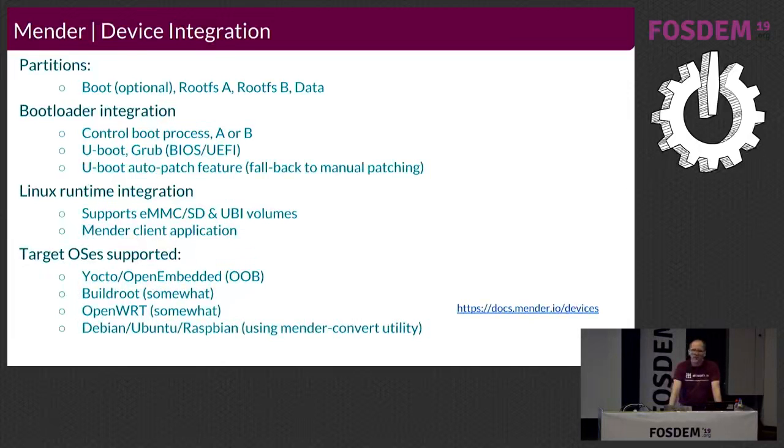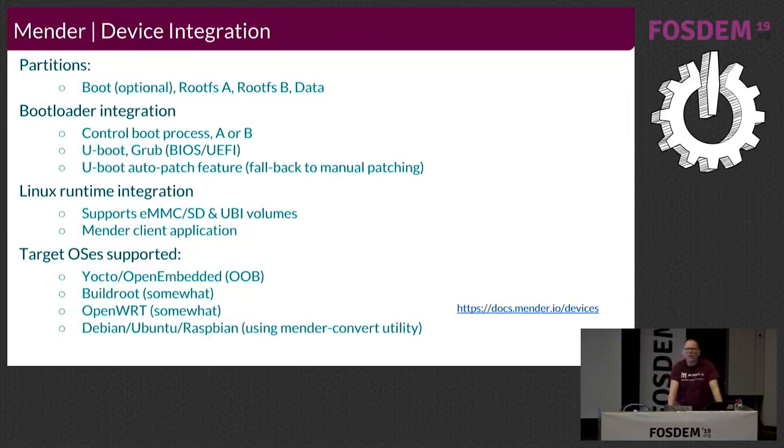We have a standard Yocto meta layer that you can integrate into your build, set a few configuration parameters in your local.conf file, and then you can pretty much get Mender integrated in your device without too much hassle that way. We've done some work with Buildroot and OpenWrt in both cases. Some of that has been submitted upstream and is able to be reused.